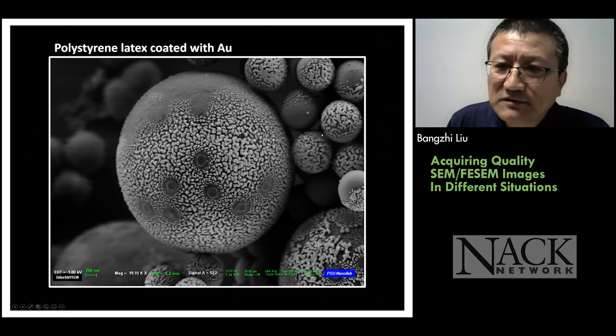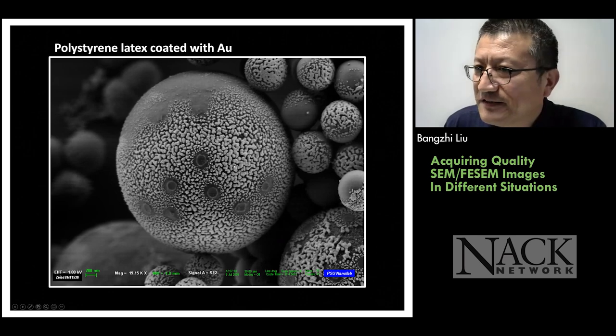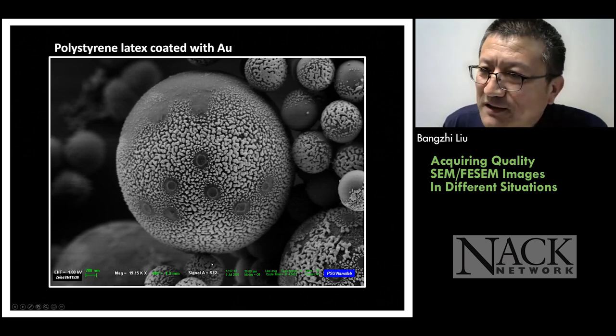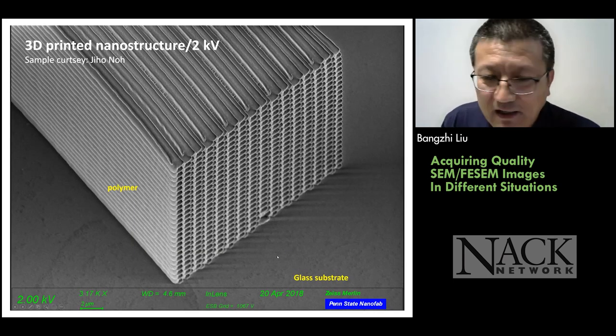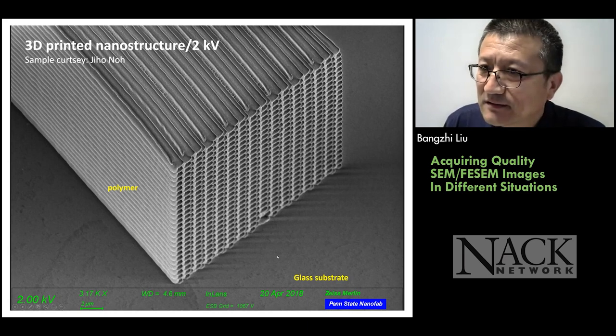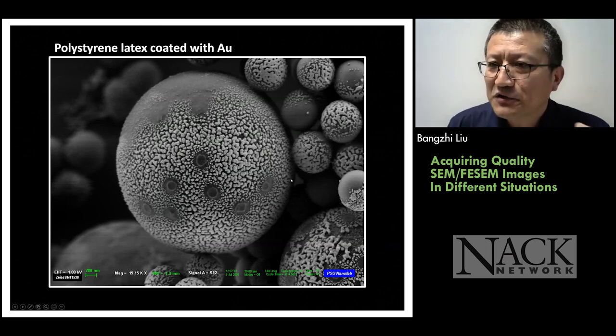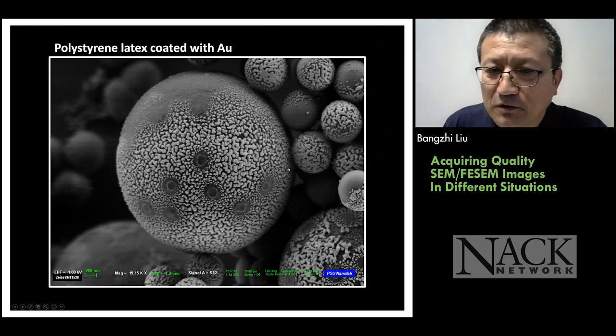In this sample you have two different sizes of spheres. The user used the smaller spheres to create this type of feature when they coated the spheres. But in this one I want you to see that I'm using a different detector. In the previous images they all used the in-lens detector, but here I'm using a different detector called SE2. Why? SE2 can give you a real sense of the three-dimensional topography, like this one. It's better.